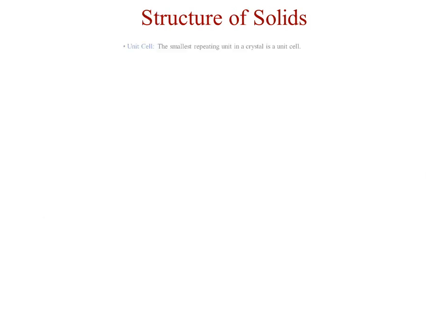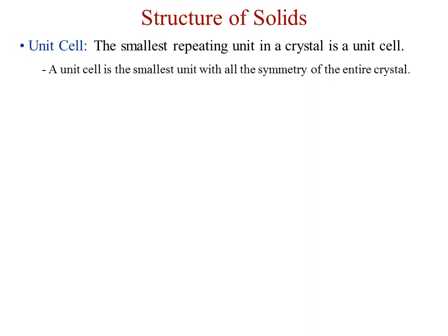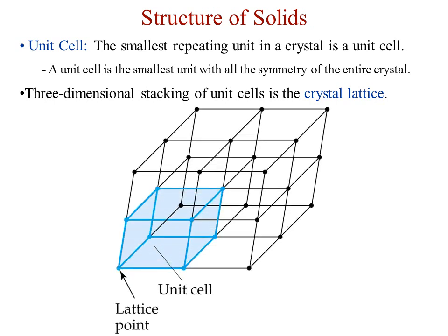Now I wanted to briefly talk about some vocabulary words that your textbook will use describing crystals. There's something called a unit cell, which is the smallest repeating unit of a crystal. And a unit cell has the symmetry that's related to the entire crystal. And when you pack these unit cells on top of each other, you get something called a crystal lattice. So the diagram shows a unit cell just being this block of atoms.